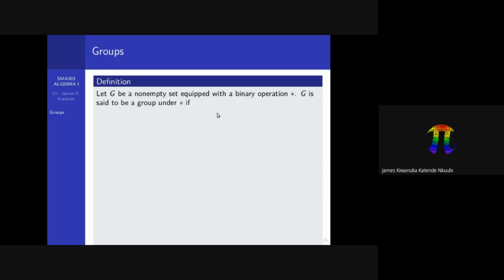So G will be a group under the binary operation star if it satisfies the following four conditions. One is that it's closed. You have a closure property. So A star B will always be in G. For any pair of elements you pick in G, A star B will always be in G.